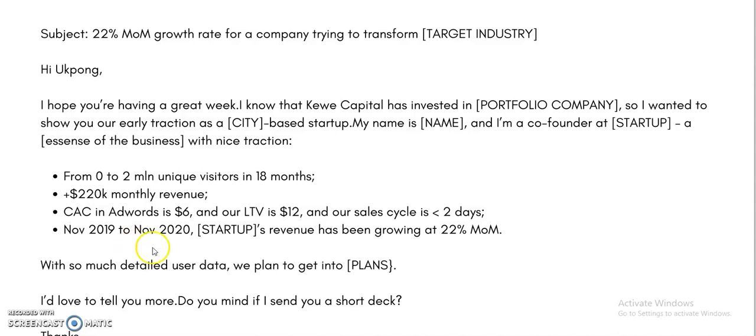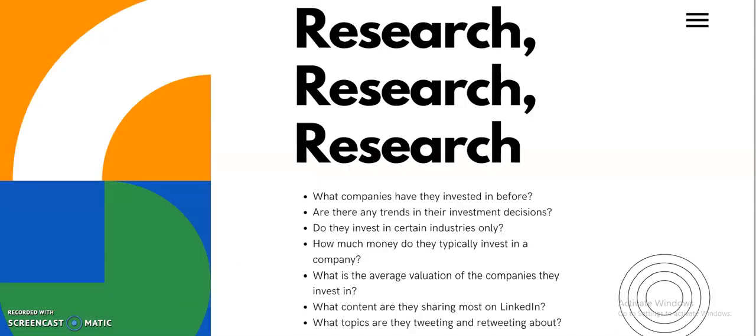All right, so now that we've looked at this example, let's go through some key points to note when you are writing a cold email. All right, points to note. The first thing before you even send an email is to research who you're writing to and what kind of companies they invest in, what kind of company valuation they are usually interested in, like how much your company should be worth before they think about investing in you or not.